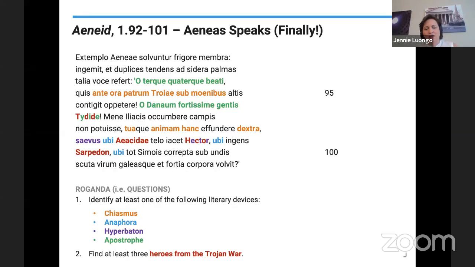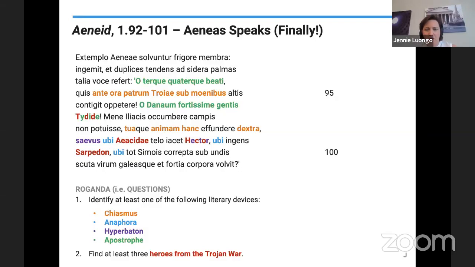So he's basically saying, why am I not dead? Why am I having to go through this again? Especially at sea, the worst death possible. Yeah, exactly. And so we have Hector, this great Trojan, who's called Sevus.